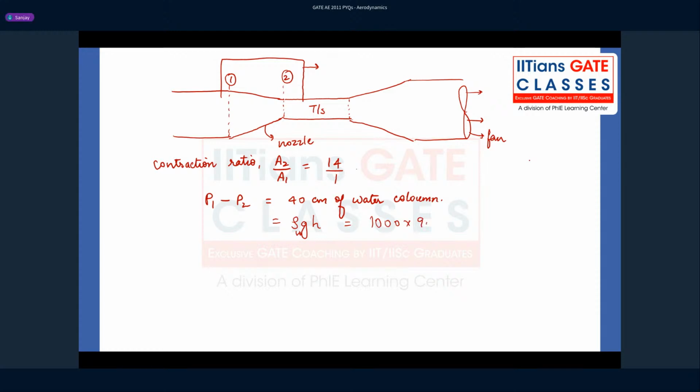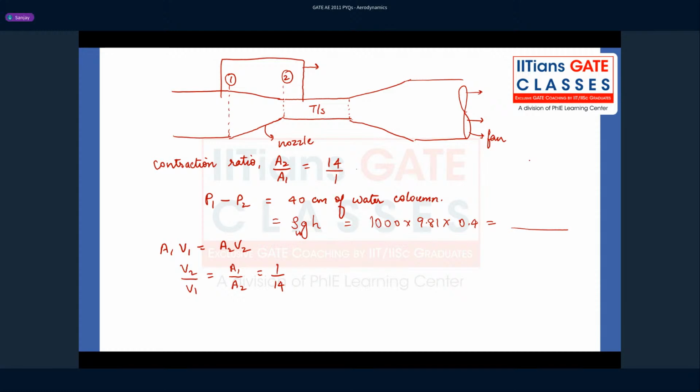So what is this now? 1000 into 9.81 into 0.4. Okay, you can find out what is going to be the pressure difference, P1 minus P2. Now you know it is an incompressible flow, right? So let's apply the continuity equation between 1 and 2. If you apply continuity equation, you get A1V1 equal to A2V2 because density is constant in incompressible flow. So from here, you can say V2 by V1 is equal to A1 by A2, which is 14 by 1, okay.